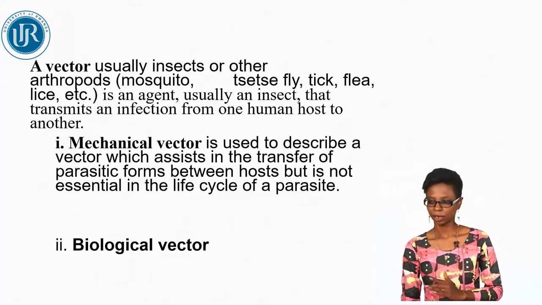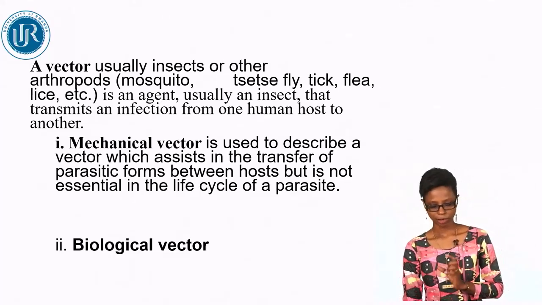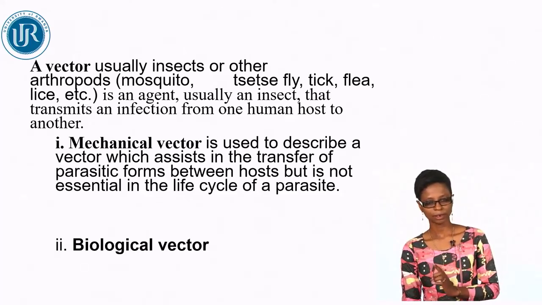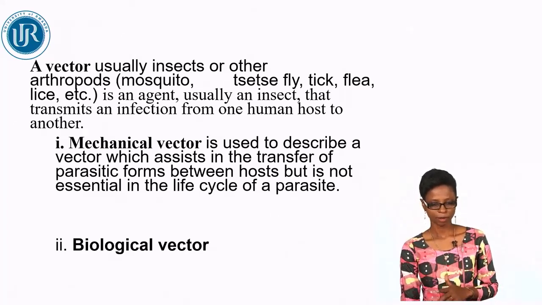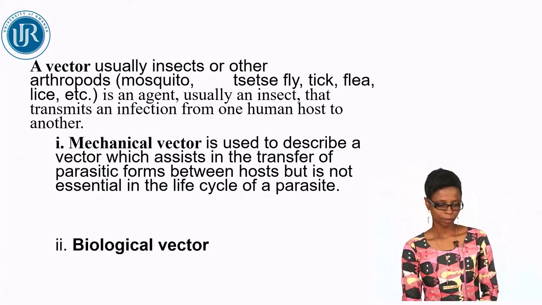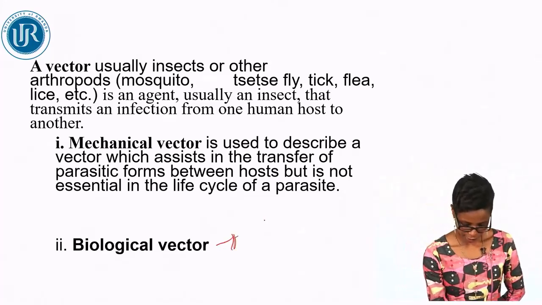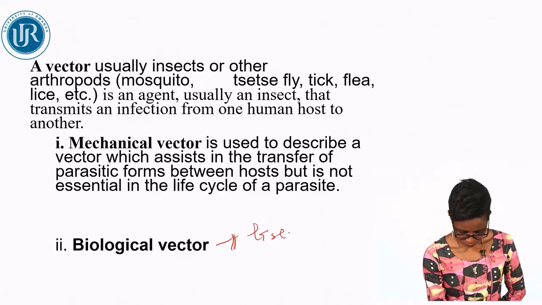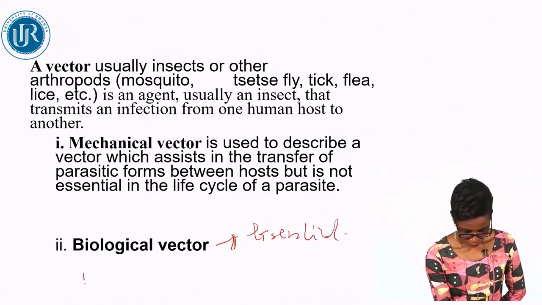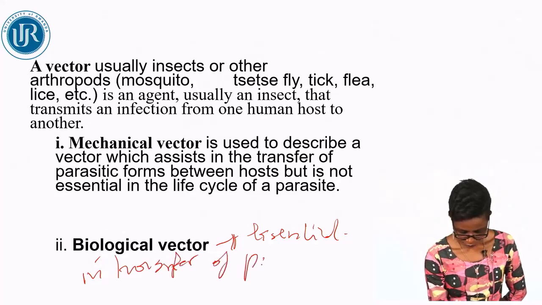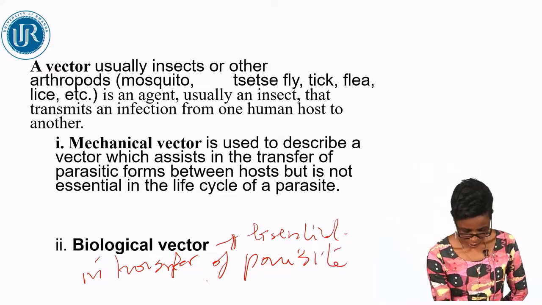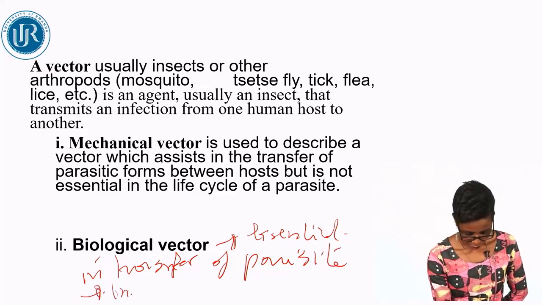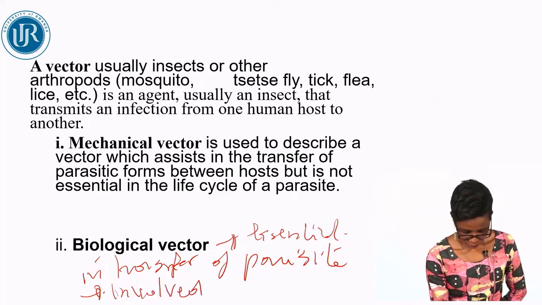When we talk about mechanical vectors, those are the vectors which assist in the transfer of the parasite between hosts, but they are not essential in the life cycle of that parasite. But when we talk about biological vectors, those are the vectors which are also essential in the transfer of the parasite, and they are also involved in the life cycle of the parasite.